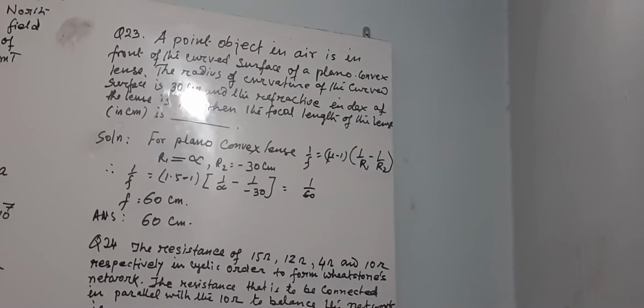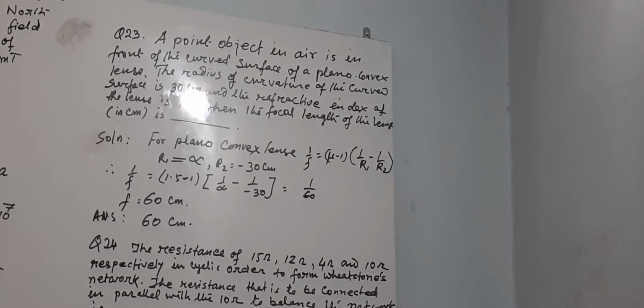Question number 23. A point object in air is in front of the curved surface of a plano-convex lens. The radius of curvature of the curved surface is 30 centimeter and the refractive index of the lens is 1.5. Then the focal length of the lens in centimeter is, fill in the blanks.